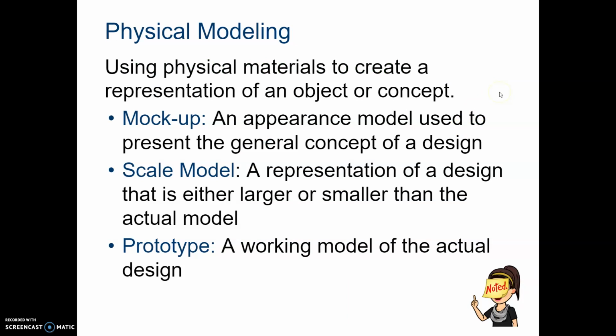So now we're going to talk about physical modeling. This is probably the one you're most familiar with, where you actually physically make something as a representation of an object or concept. So we have a mock-up. That's an appearance model. So that means that it just is meant to generally look like our idea. And then we have a scale model. That's similar to a mock-up, except everything is either the same size, larger or smaller, but mathematically correlated. So that means that we have a representation of it, so that way we know what size it would actually be. And then a prototype is a working model of the actual design.